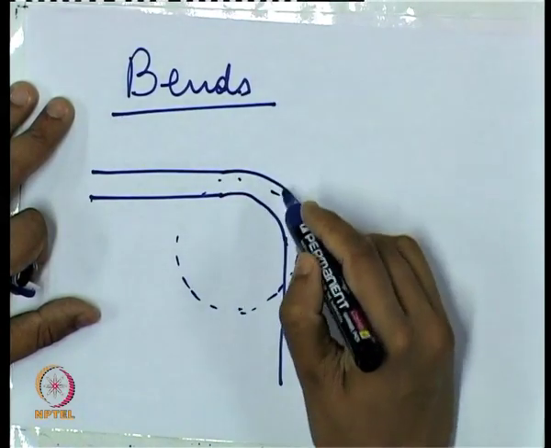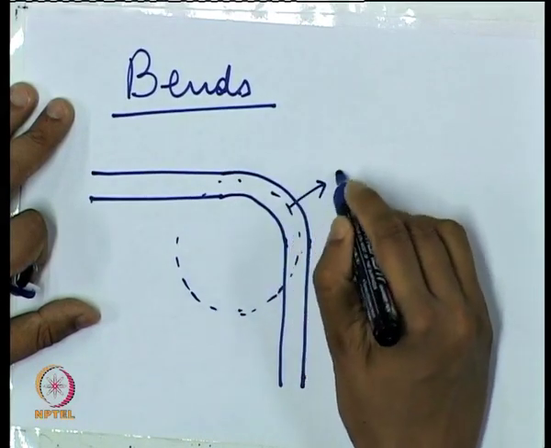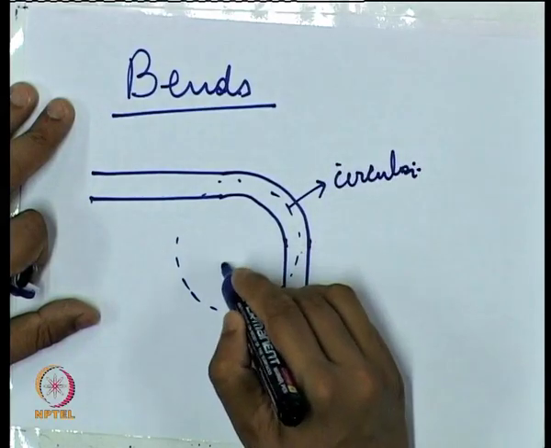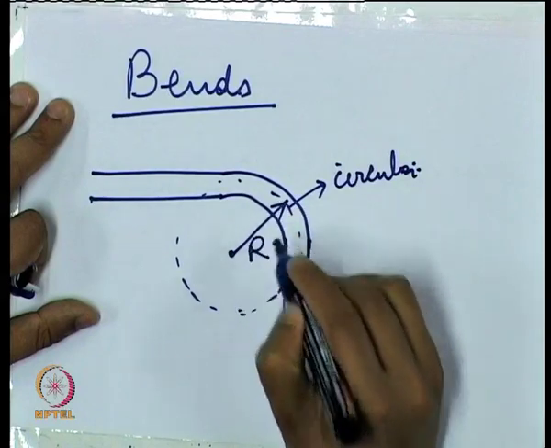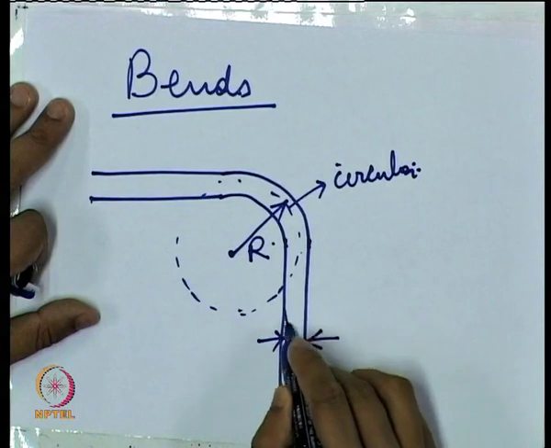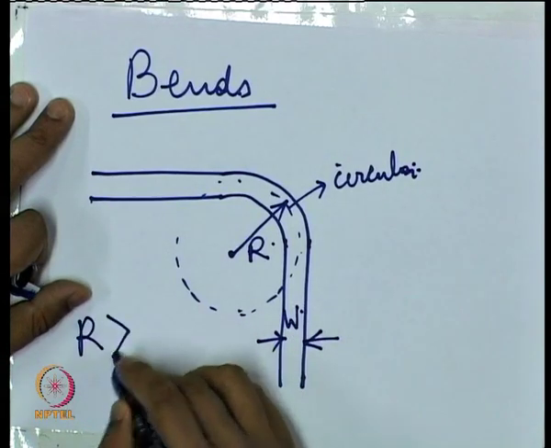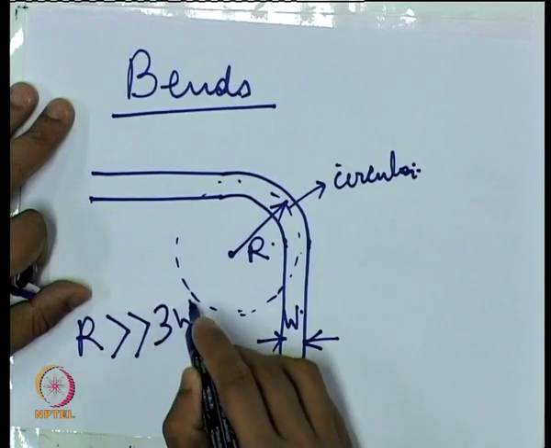In the radial implementation, the outline of that bend follows a circular shape. And suppose R is the radius of that circle and W is the width of the transmission line, then the rule of thumb is that R should be greater than 3 times W.